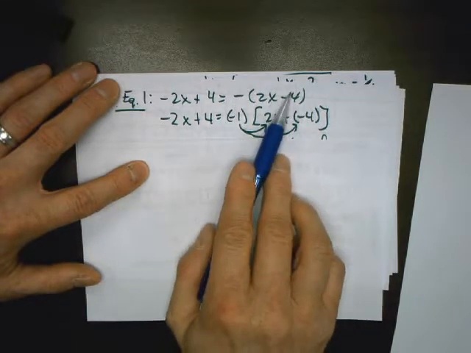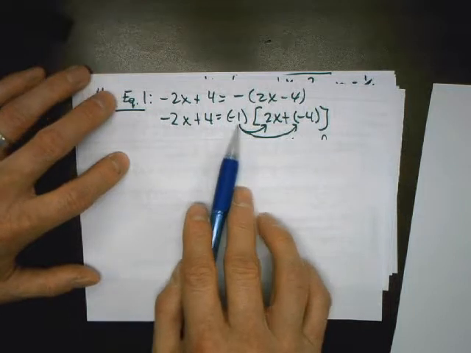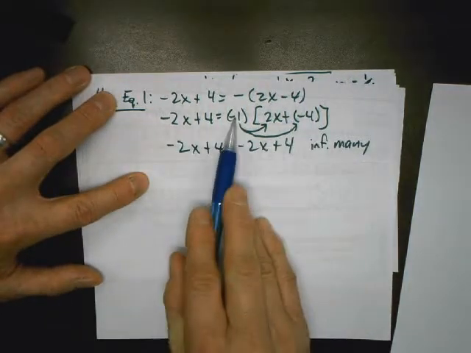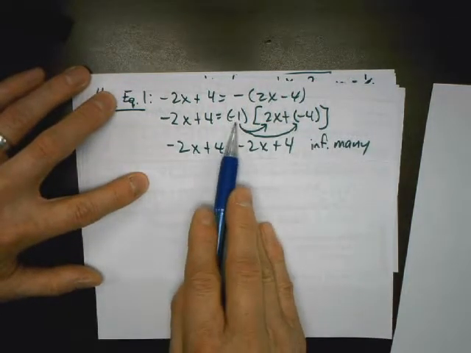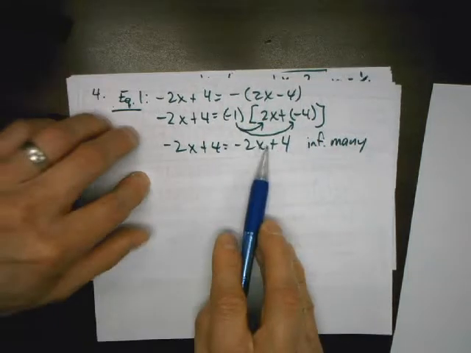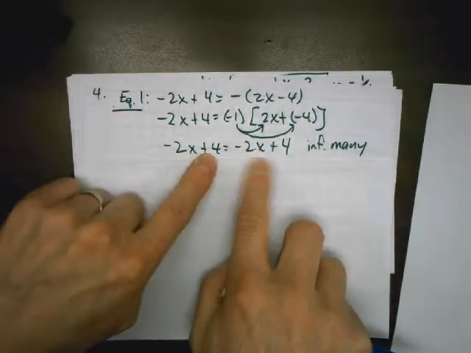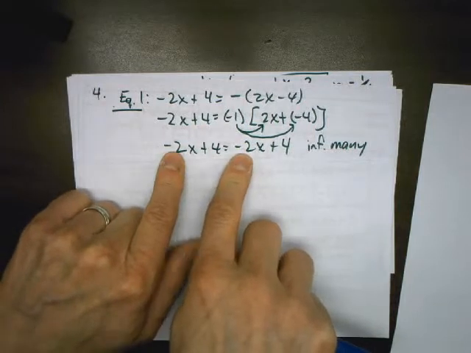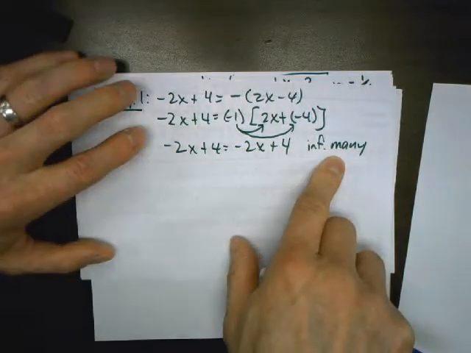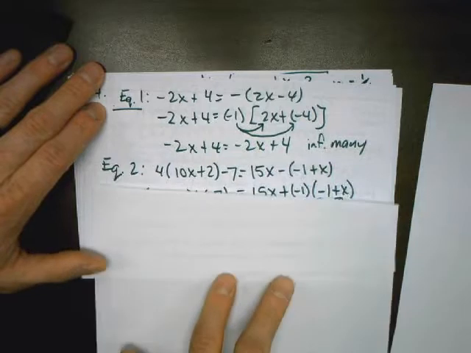If I have a negative outside parentheses, that's like distributing a negative 1. It's the same thing. So if I distribute a negative 1, negative 1 times 2x is negative 2x. Negative 1 times negative 4 is positive 4. Now I can stop. Both sides are simplified. I have the same coefficients, the same constants. That is infinitely many solutions.